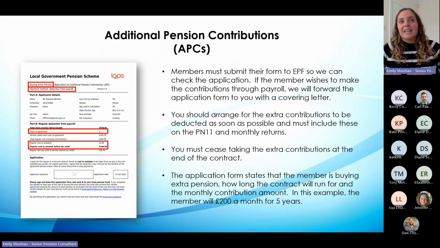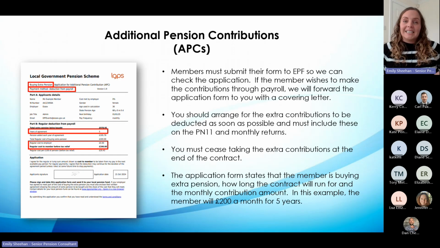They can do it two ways. They can either say, I want to pay £100 a month, and it will buy them £5,000 worth of pension, or they can say, I want to buy £5,000 worth of pension, and it will then tell them how much that's going to cost. Likewise, with the lost pension, you report that to us on your P11s and your monthly returns. The contracts run, like I say, for a set amount of years, and the member can decide how long they want to do that for.